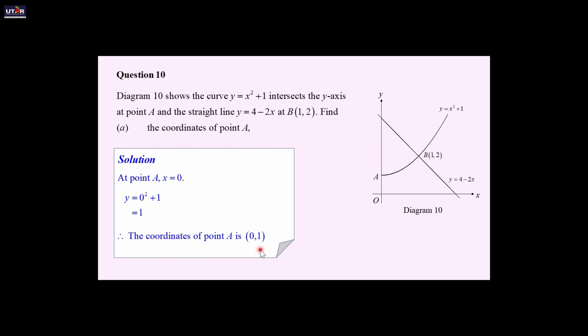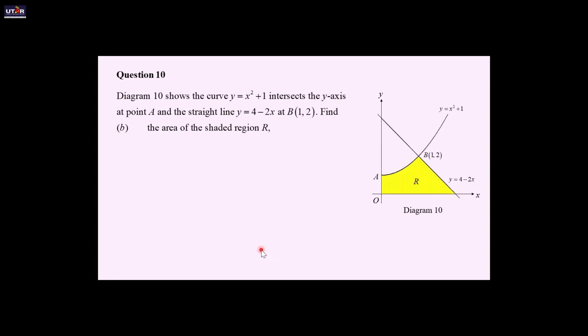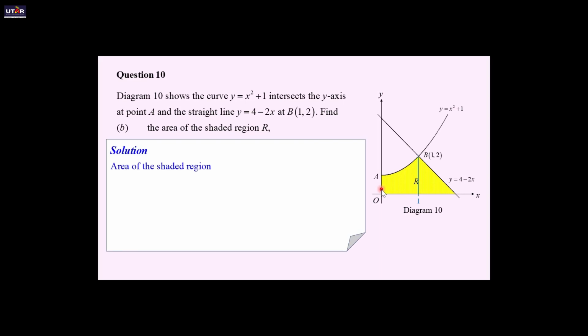Let us proceed to part B. Find the area of the shaded region R. Shaded region R is bounded by the curve, the straight line, the x-axis, and also the y-axis. In order to find the area, I will split it into two parts.